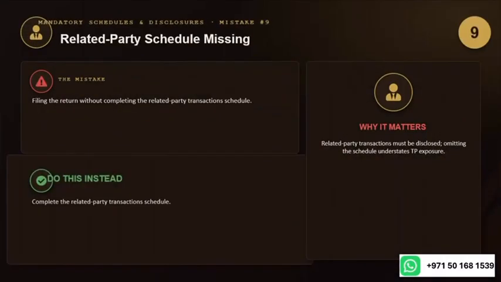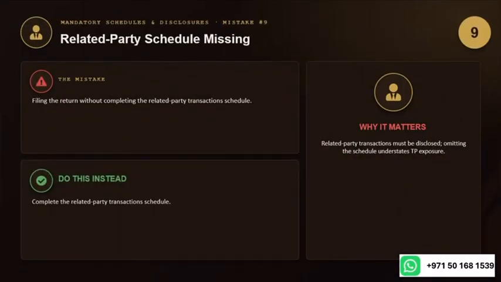Mistake number 9 is missing the related party transaction schedule. These transactions must be disclosed to avoid understating taxable income. Complete this schedule to ensure compliance.